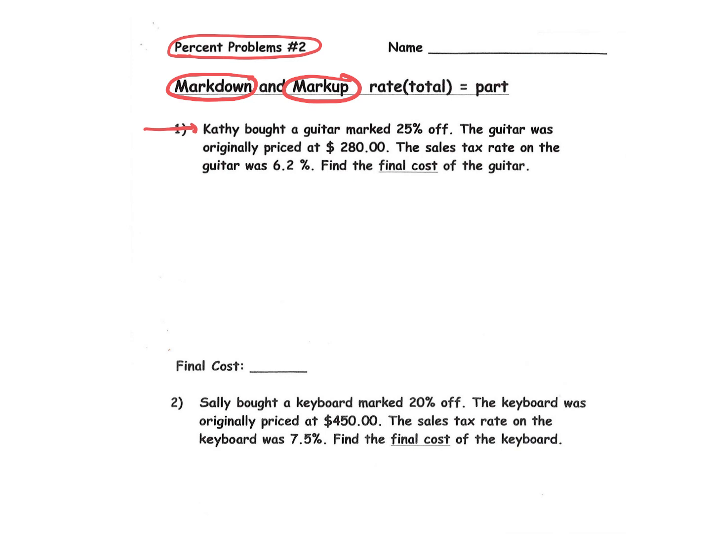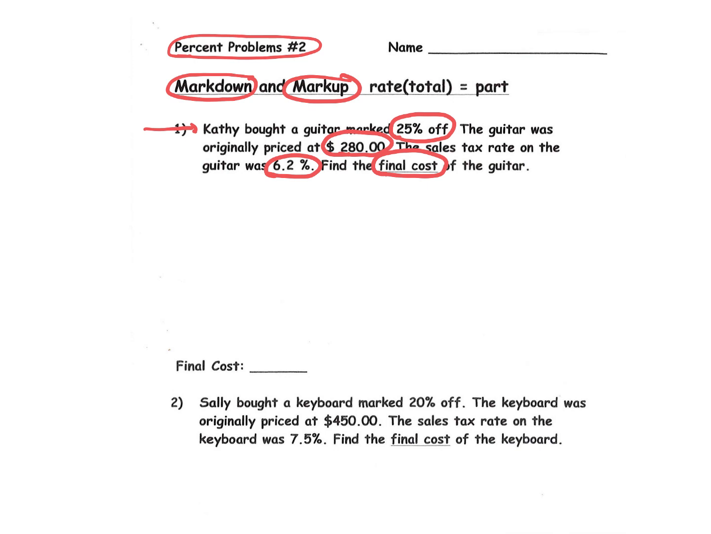Kathy bought a guitar marked 25% off. Well, this will be a mark down. And the guitar was originally priced at $280. The sales tax rate on the guitar was 6.2%. Now, tax is a mark up. Find the final cost. So for this problem, you'll be drawing 2 tape diagrams, one with a mark down and the other with a mark up.